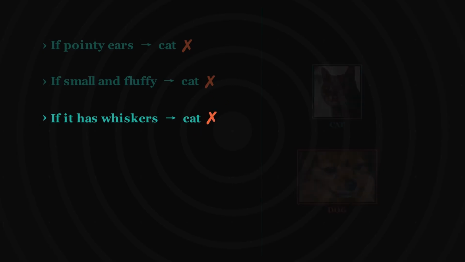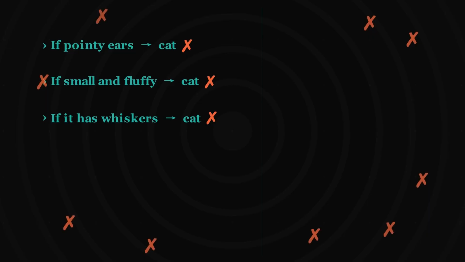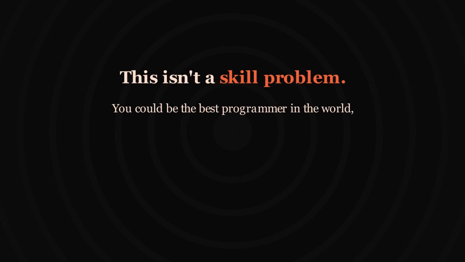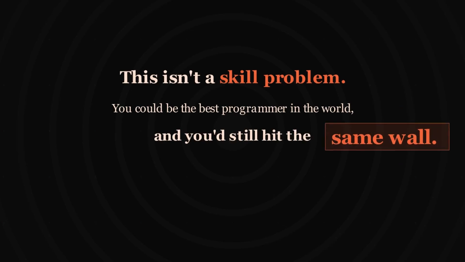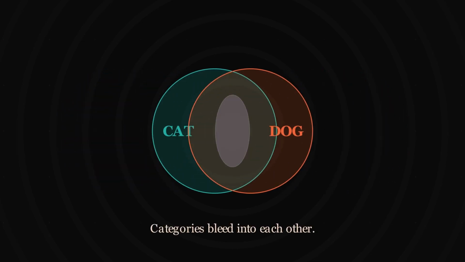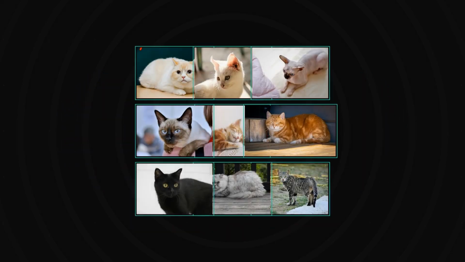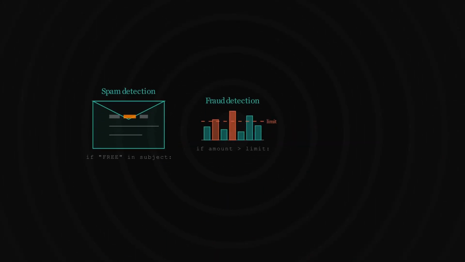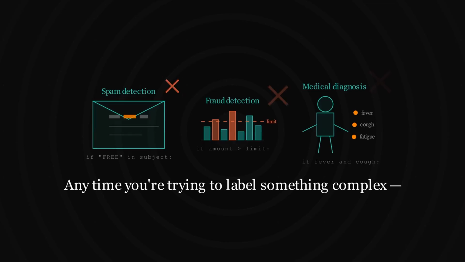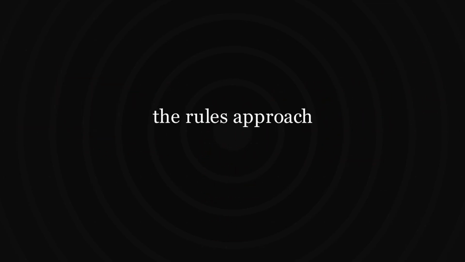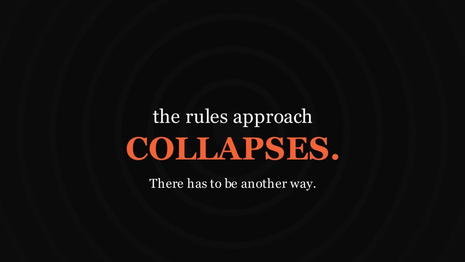For every rule you add, reality hands you an exception. And the more rules you add, the more they start contradicting each other. This isn't a skill problem. You could be the best programmer in the world and you'd still hit the same wall. Because the real world is messy. Categories bleed into each other. There are 1,000 ways for a thing to be a cat, and none of them are clean enough to reduce to a neat list of if statements. Language is the same. Spam detection, fraud detection, medical diagnosis. Anytime you're trying to label something complex, the rules approach collapses. There has to be another way.